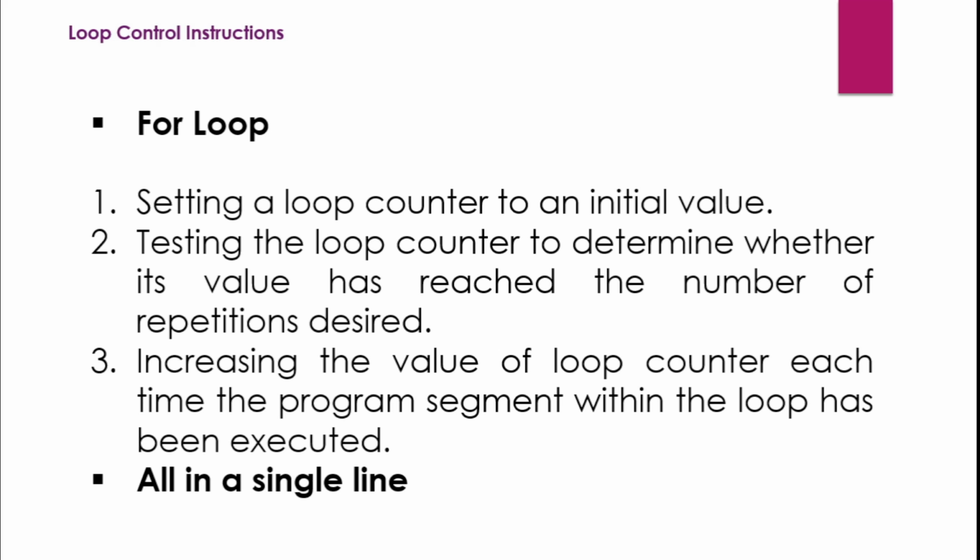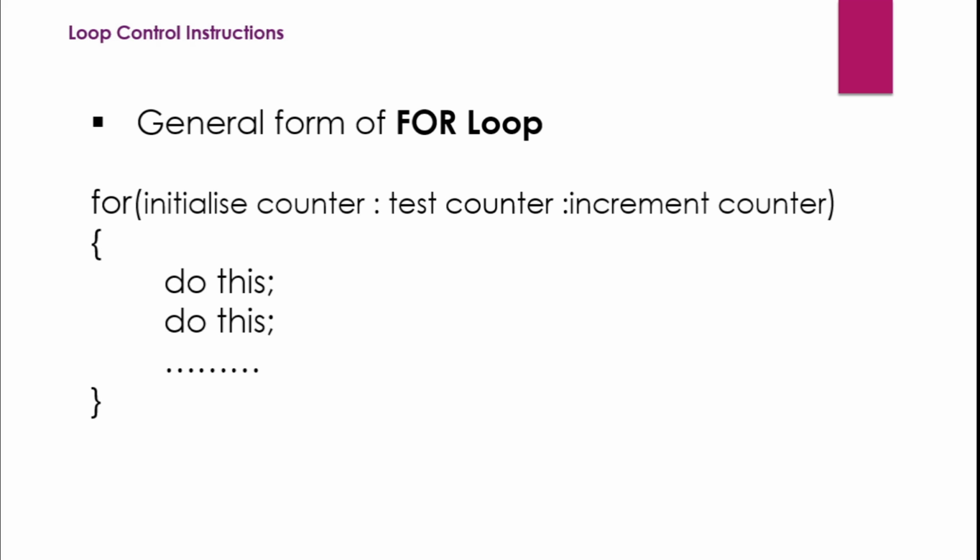In the case of a for loop, it is all in a single line: setting the loop counter to an initial value, testing the loop counter to determine whether its value has reached the number of times or not, and increasing the value of the loop counter. They are all in a single line. Let's look at the general form of a for loop.